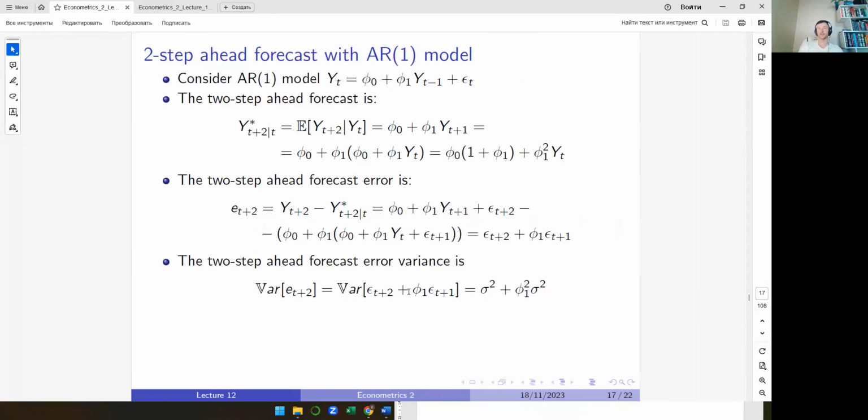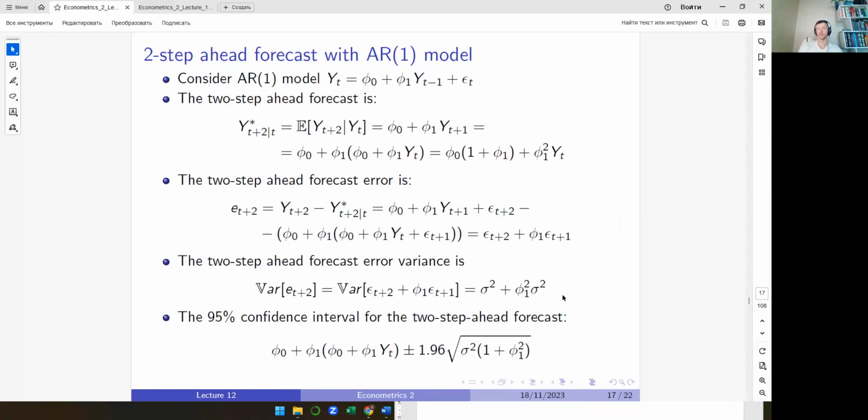And the variance is going to be the variance of this expression, which is sigma squared plus phi 1 squared sigma squared, or just sigma squared times 1 plus phi 1 squared. Again, the 95% confidence interval is built with the help of this conditional expectation plus minus 1.96 times the square root of the forecast error. So this and these are identical, right? I just took sigma squared out of the bracket.